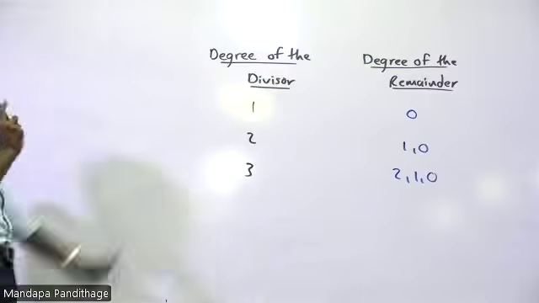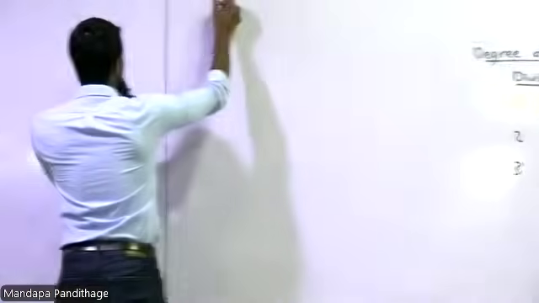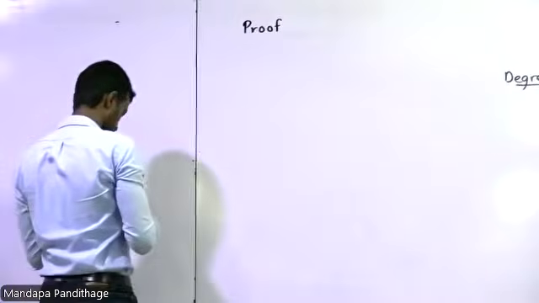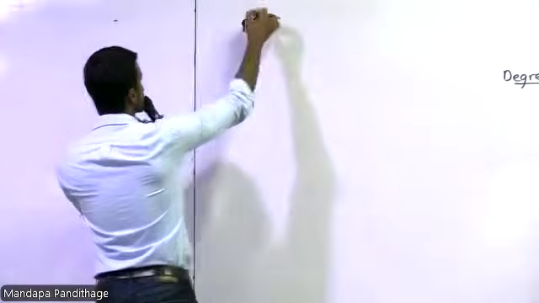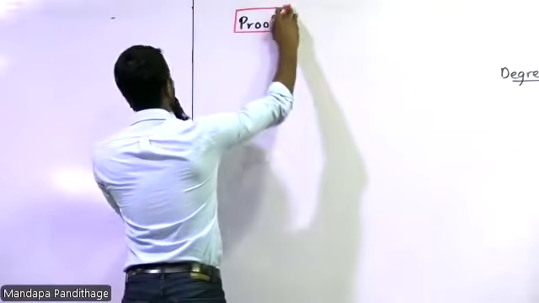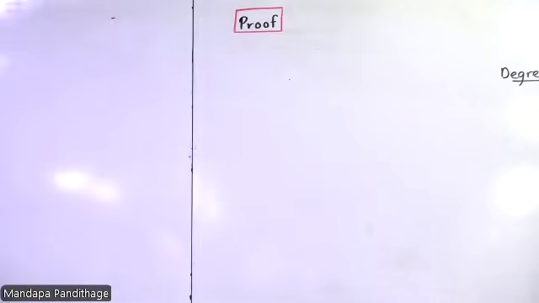Okay, now write a proof of the remainder theorem. Write proof of remainder theorem. Okay, now listen to this. We are going to prove the remainder theorem.